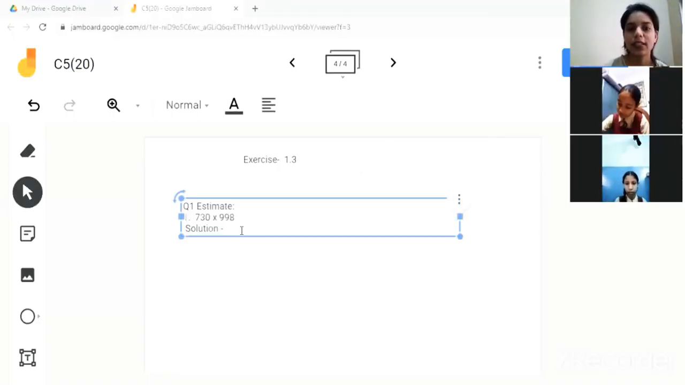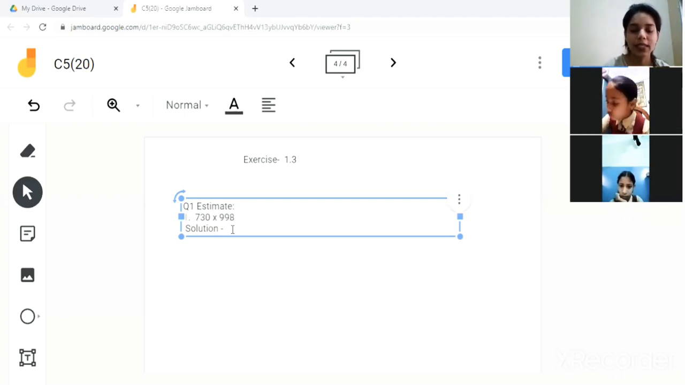Good morning, children. In today's class, we'll start exercise 1.3. In this exercise, we will do the estimation of the product of two numbers. So here, two numbers are given, 730 multiplied with 998.